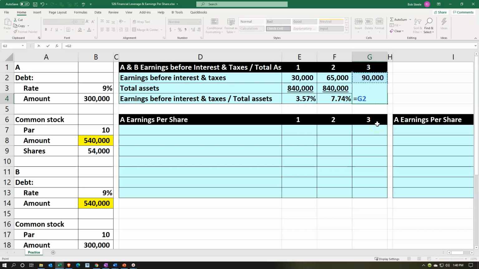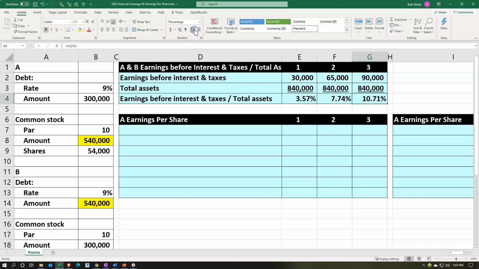One more time, the 90,000 divided by the 840. Home tab numbers, percent, increase in the decimals. Now it has gone up to a return of the 10.87 on the assets. So we're getting a return on the assets, which is of course increasing as the earnings before interest and taxes, basically our net income before considering interest and taxes, is increasing.